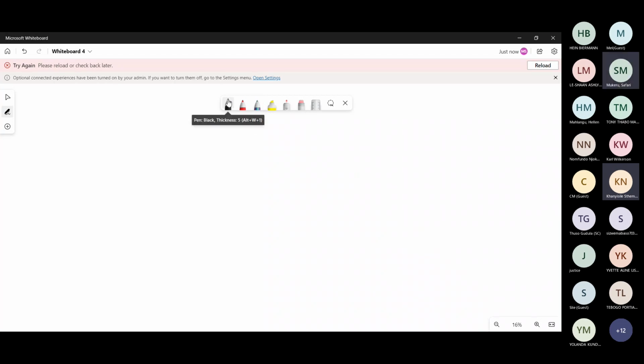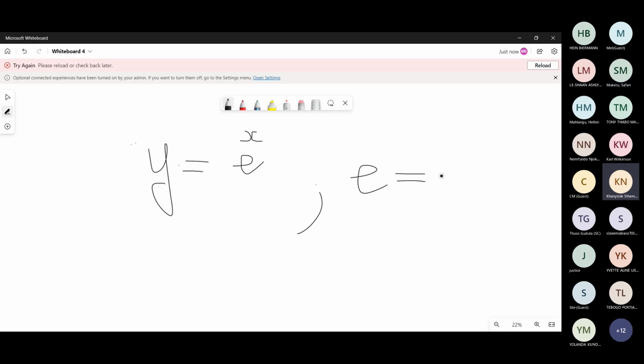Okay, good. Now, second rule, let me take the exponential and natural logarithm function. The function y equals e power x. Do you remember the meaning of the number e? What is the number e? e equals 2.718. You can find many values. The number of decimals is unlimited, right? But this is its approximate value, 2.718 and so on, right?